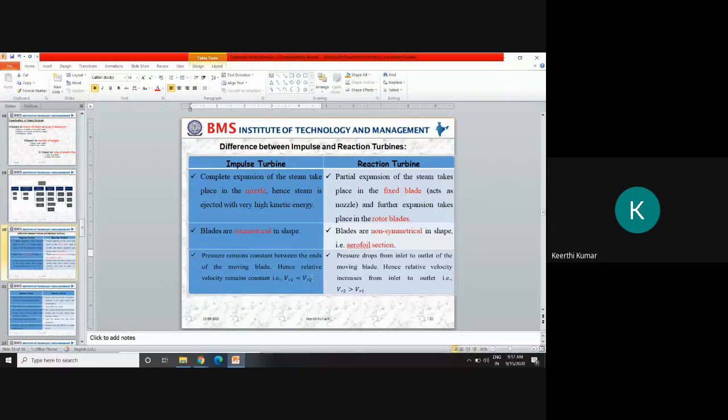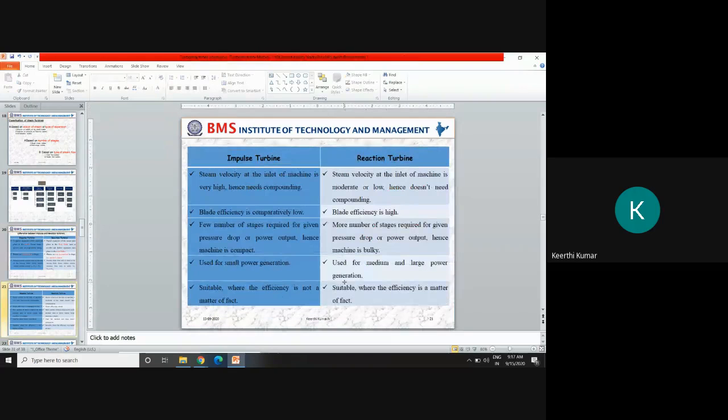VR1 is equal to VR2 in the impulse turbine. Here, VR2 is greater than VR1. Remember this term; I'll explain while deriving. I'll show you the meaning of VR1 and VR2. Then, the steam velocity at the inlet of the machine is very high, hence compounding is required. Here, compounding is not required. Blade efficiency is low in impulse, and higher in reaction.